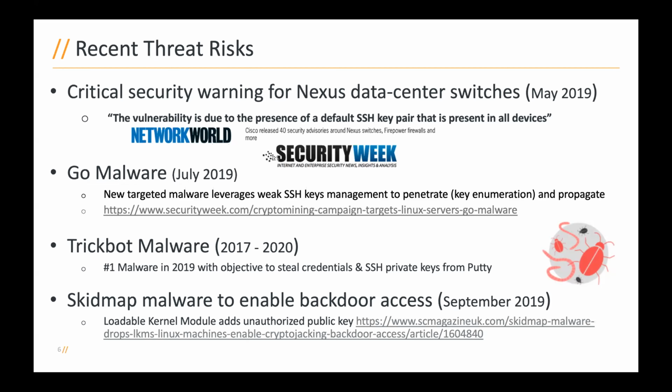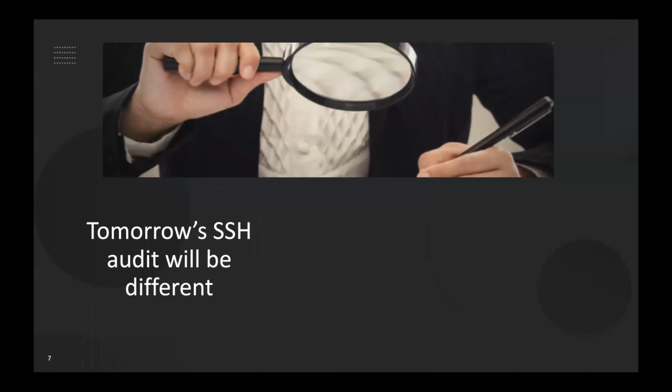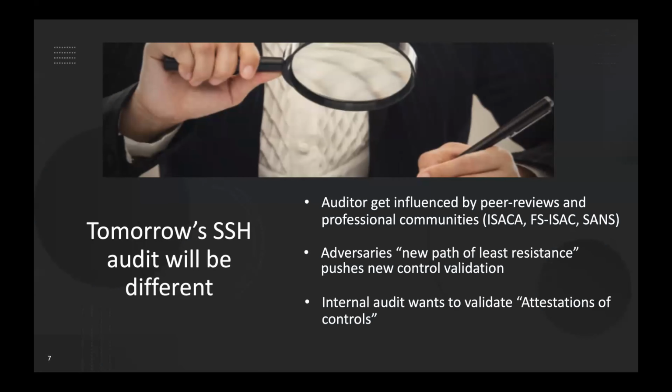Another comment that I want to make around this, and I will speed it up a little bit, is that when you think about SSH, it's not just about InfoSec. Also, auditors are hearing about this. So auditors get influenced by peer reviews. They're hearing about those risks. They're hearing about the path of least resistance. And the internal audits now hear also about this, and they want to validate the attestation of controls. And so a lot of people are failing their SSH audit today.